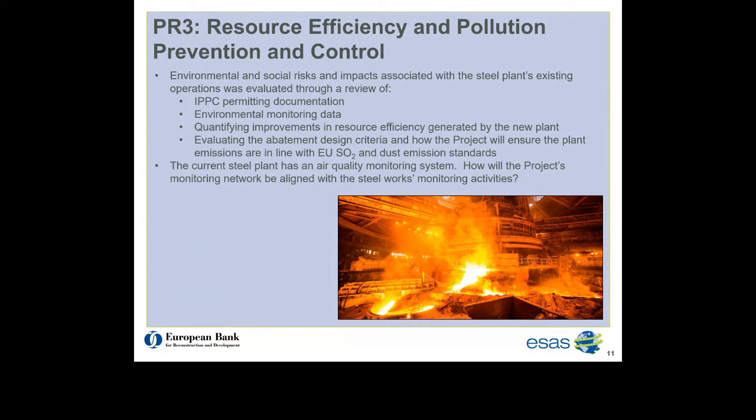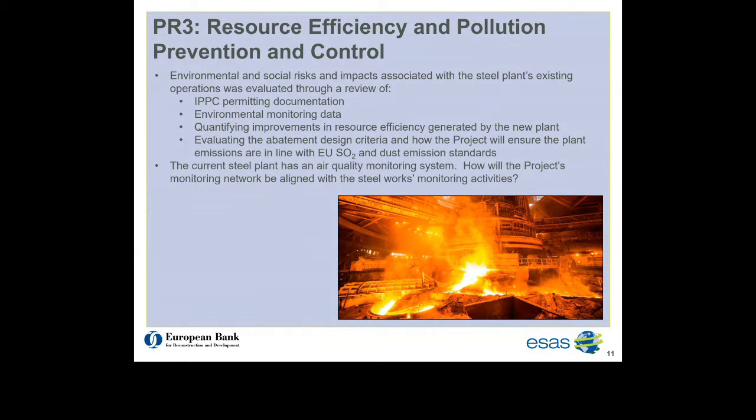So it involved a detailed discussion on the site, again going back to the IPPC permitting documentation and their environmental monitoring data, and looking at how their resource efficiency would be improved as a whole by the new plant, and the impact the new plant would have on the current air emissions from the existing steel plant. And looking at the project itself, we sought to find out how the abatement technology planned for the plant would be ensured to align with EU sulfur dioxide and dust emission standards.